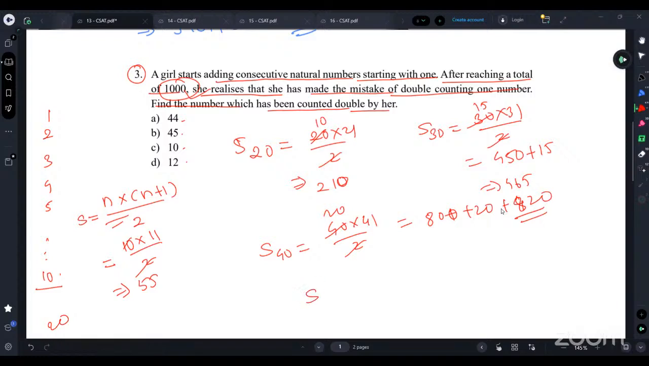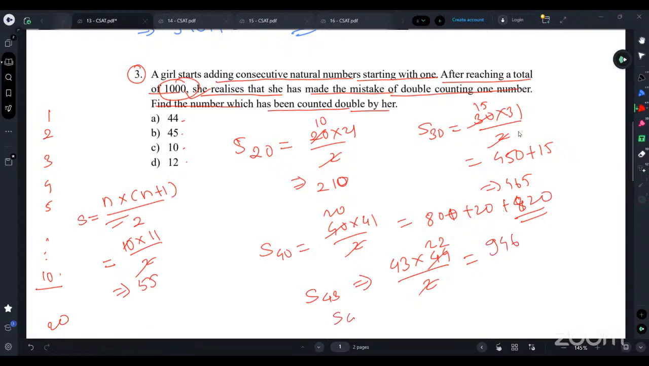Now let's see, if I want to check summation up to S43, it will be 43 into 44 by 2, so that will be 22 into 43. What will be the summation of 43 into 22? 43 into 22 will be basically 946. So we are very close, right?